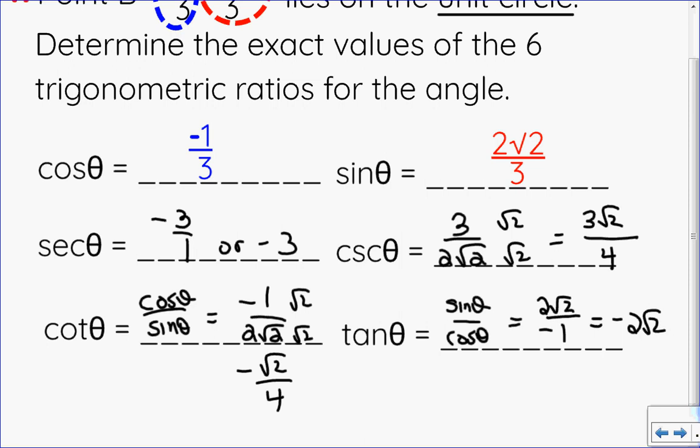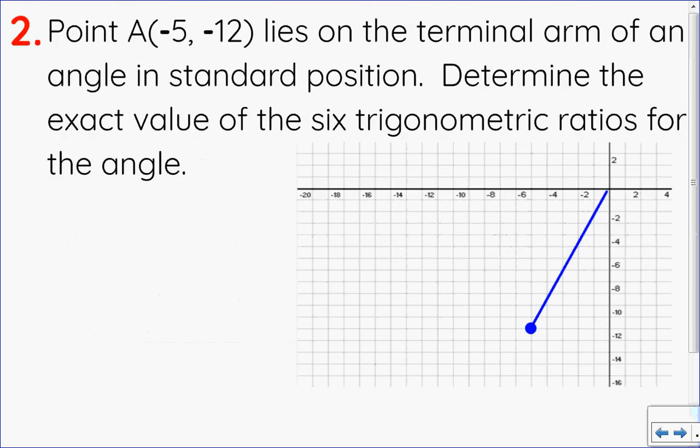Now, not every point that we deal with these ratios will be a point on the unit circle. For example, here, I have this point A that's (-5, -12), not on the unit circle, but it lies on the terminal arm of an angle drawn in standard position. I want to determine the exact value for the 6 trig ratios. So first thing I'm going to do is make my triangle by dropping a perpendicular line from the end of the terminal arm to the x-axis. And then I'm going to label the sides I have.